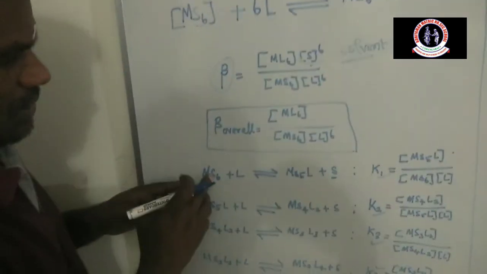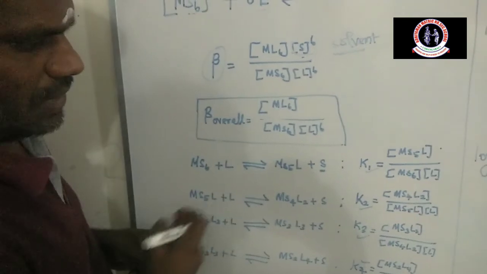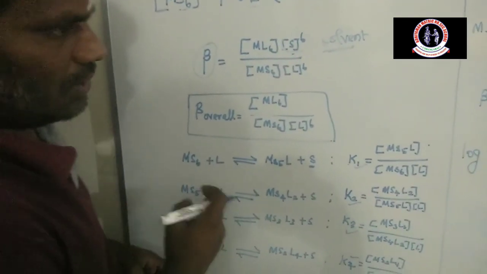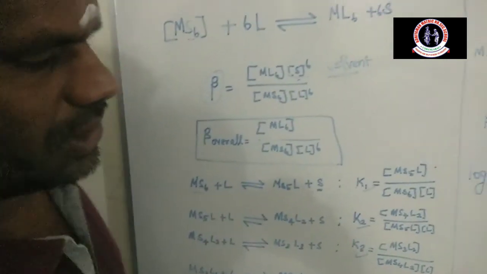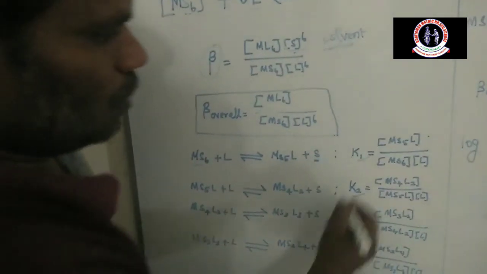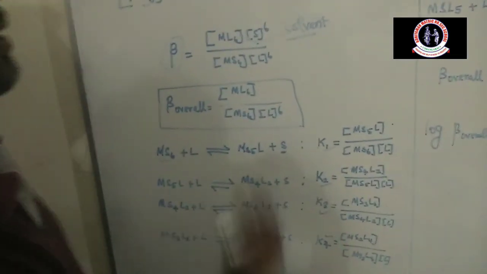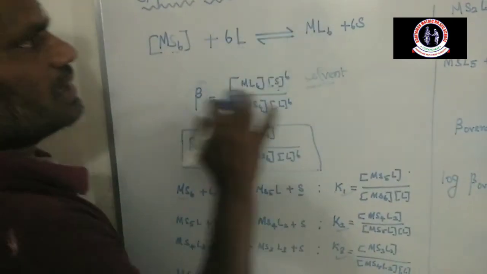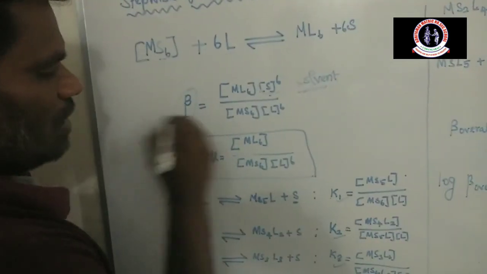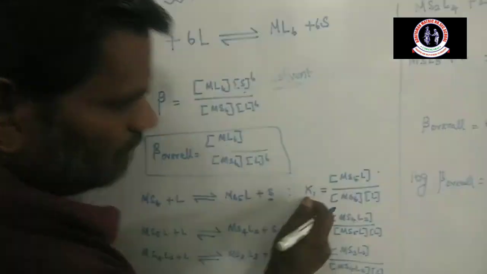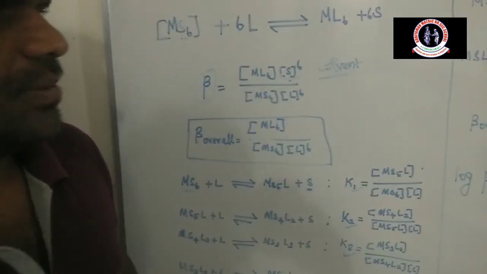Okay students, we have the addition of one ligand at each and every step, replacing the solvent present in the metal ion. So totally 6 steps are followed in the stepwise formation constant and overall formation constant. This one is the overall formation constant. These K1, K2, K3 are the stepwise formation constants.